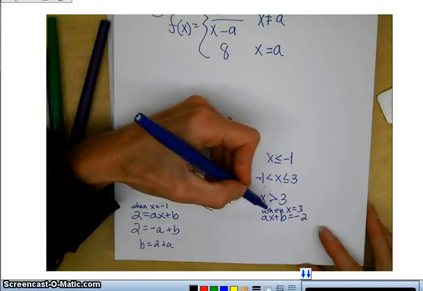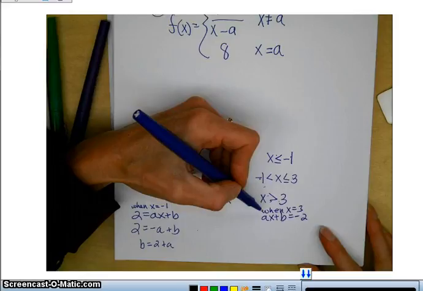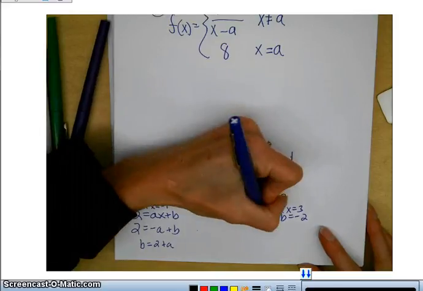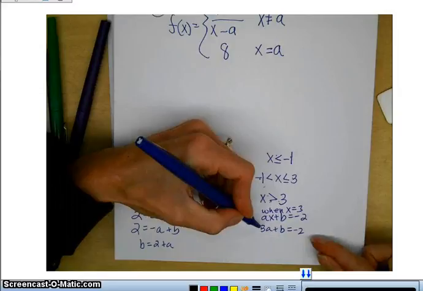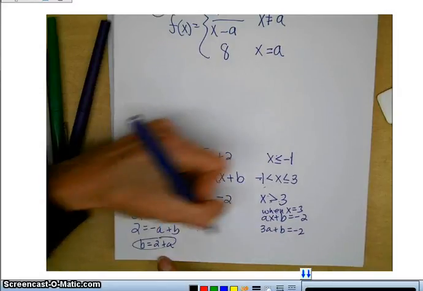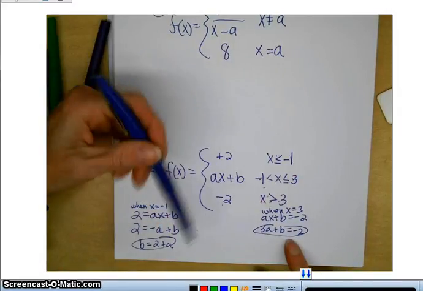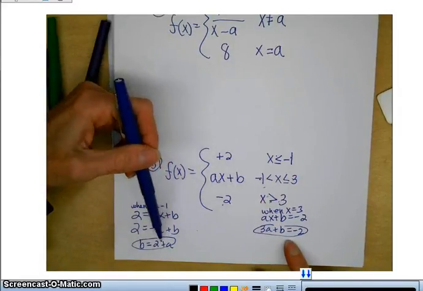Guess what? Over here, what can I do? 3a plus b equals negative 2. Okay, so now I have another equation, it has a and b. I have this equation over here, it has a and b. In Algebra 2, you spend half your year solving these kind of problems.